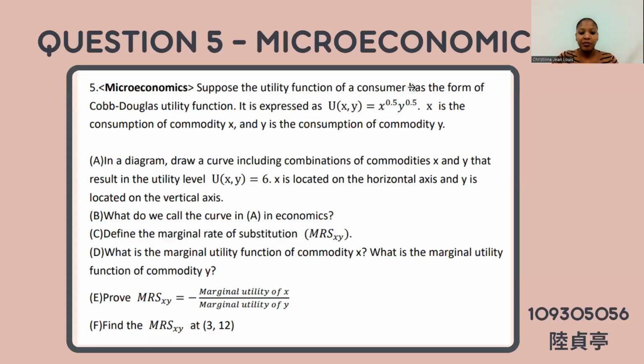Now I'm going to present the 5th question. The 5th question is about the Cobb-Douglas utility function. The first thing I will do is assume that we have 2 commodities, X and Y. I'm going to show on a curve some combinations of the commodities X and Y, while these combinations are restricted to only be 6.